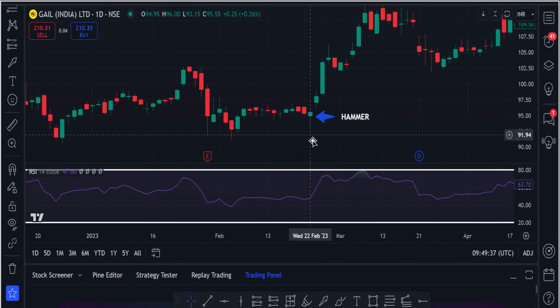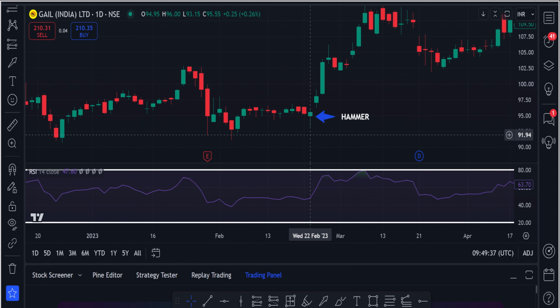Another example, GAIL: the hammer is formed here. You can keep a stop loss here because it is the nearest support level, which could break at 91, 97, 95, and it went up to almost 110. So maybe 12-15%. This is Gas Authority of India Limited. Here also RSI is somewhere around the 40s, coming up from there, and boom, after the long hammer formation it went up.